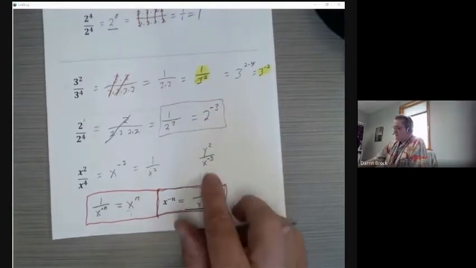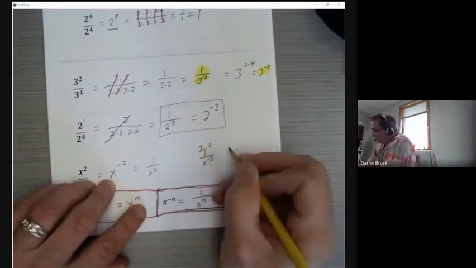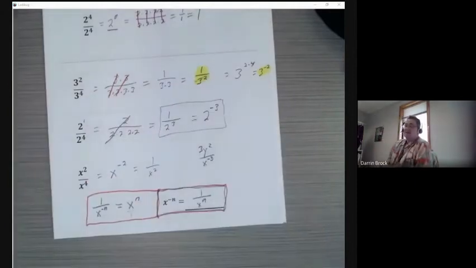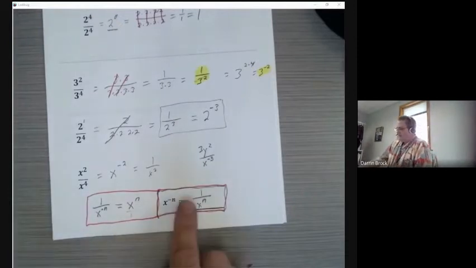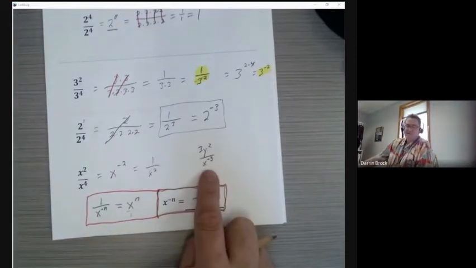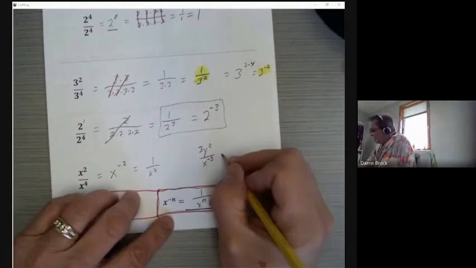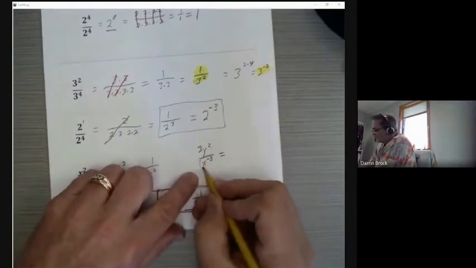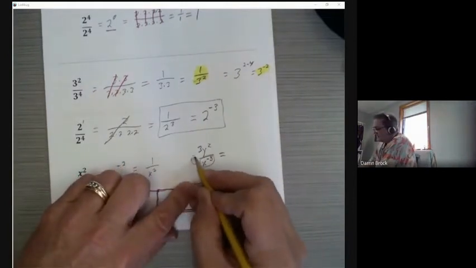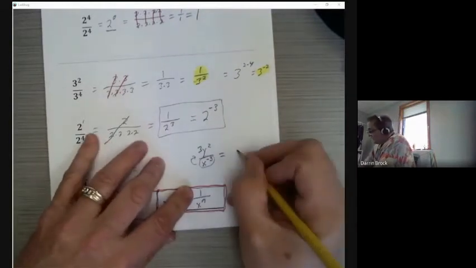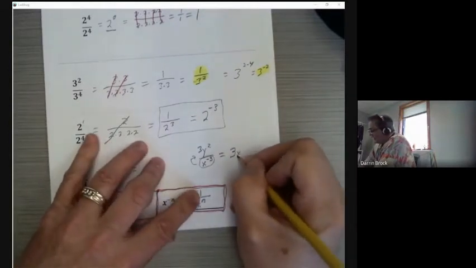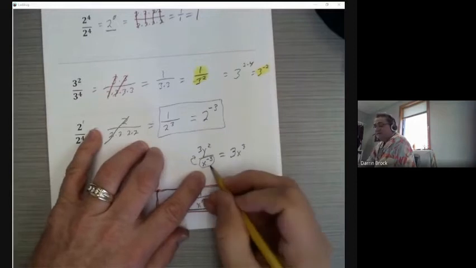You might have a problem like this. It might say 3y squared divided by x to the negative third, and it'll say simplify that. Well, the way you simplify that is we don't like to leave exponents as negatives. If I move this into the top, it's a positive exponent. So that would simplify to be 3x to the third. Notice I made it positive.